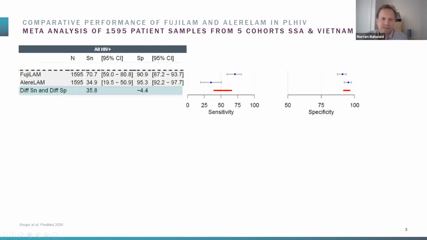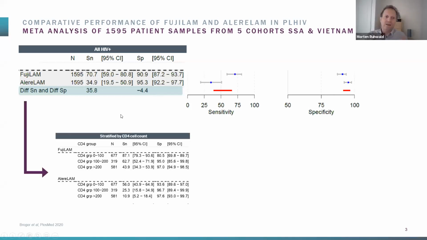This was a meta-analysis of 5 different independent studies based on frozen samples from Sub-Saharan Africa and Vietnam. Here they're looking at people living with HIV, 1,595, FUJILAM against the LAM that we've heard about in the previous 2 presentations. You can see the sensitivity of the FUJILAM is around 71% compared to the LAM, which is 34%. So that's a doubling in the sensitivity at a comparable specificity. It seems to be slightly lower for Fuji here, but not significantly.